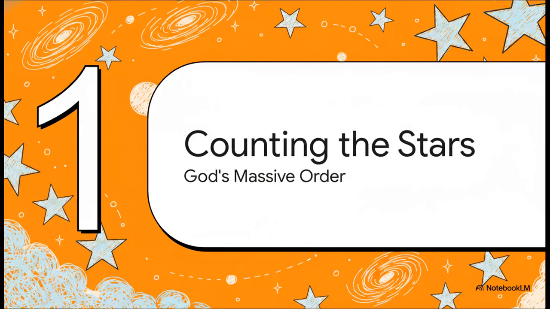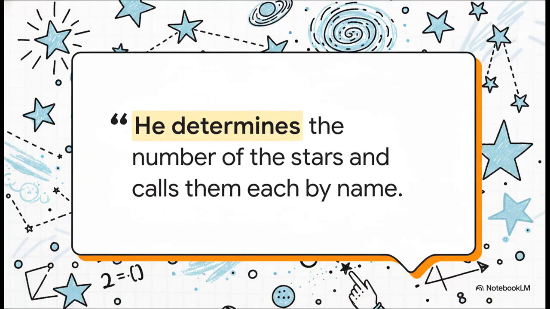Section 1. Counting the stars and seeing God's massive order. Okay, let's dive into this by just looking up. I want you to imagine a super clear night sky way out in the country away from the city lights, where the stars just seem to go on forever. The sheer scale of creation is staggering, isn't it? I mean, to our human eyes, it can feel totally chaotic or just impossible to measure.